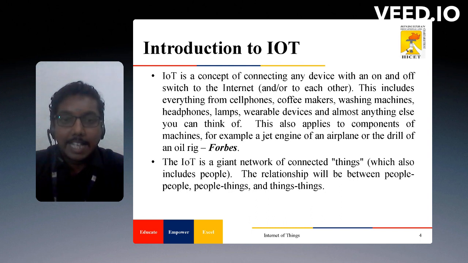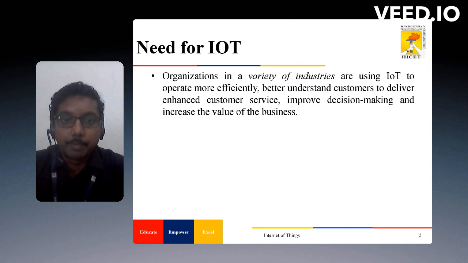So it is a greater network which connects the people. What is the need for connecting one device to another device? To get or share information. So who wants the information? A person or people. So this relationship can be between a person and a person, or a person and a thing, or a thing and another thing. That is from a technology perspective.